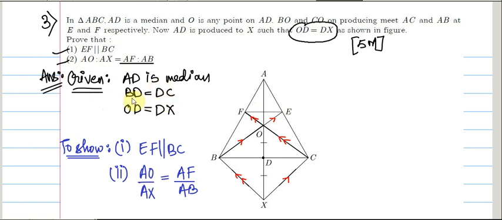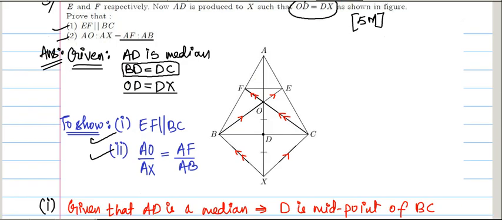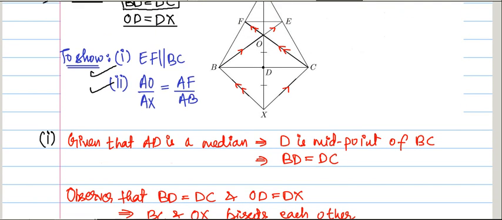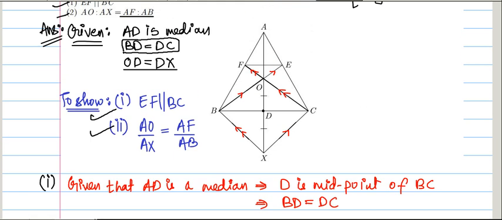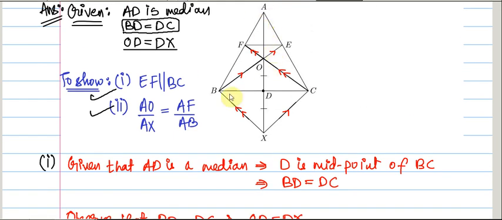Given AD is a median, which means D is a midpoint. This I have written directly in the given part, and OD is equal to DX. These are the targets. So for the first sub question, let's look at the diagram first. This is the diagram. Now, given that AD is a median, so D is a midpoint, so BD is equal to DC.